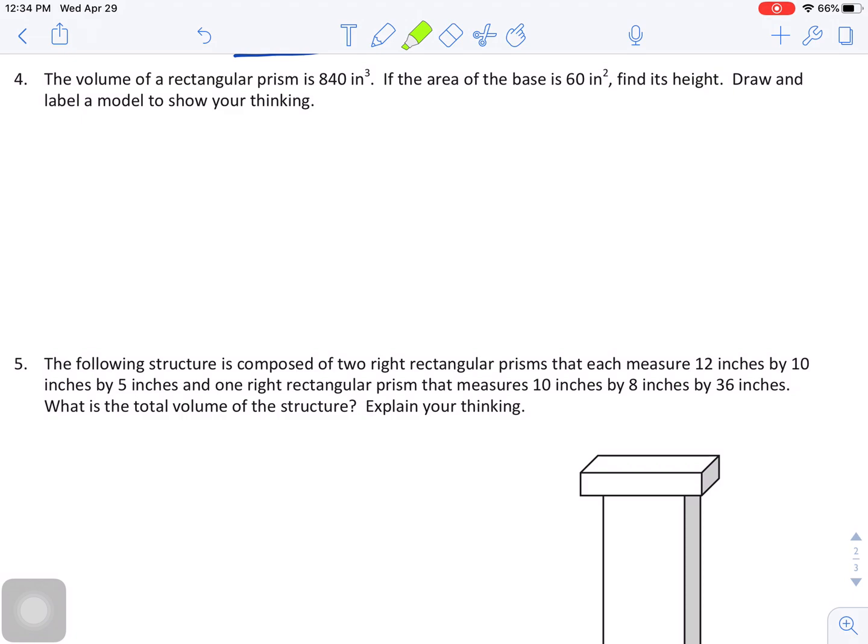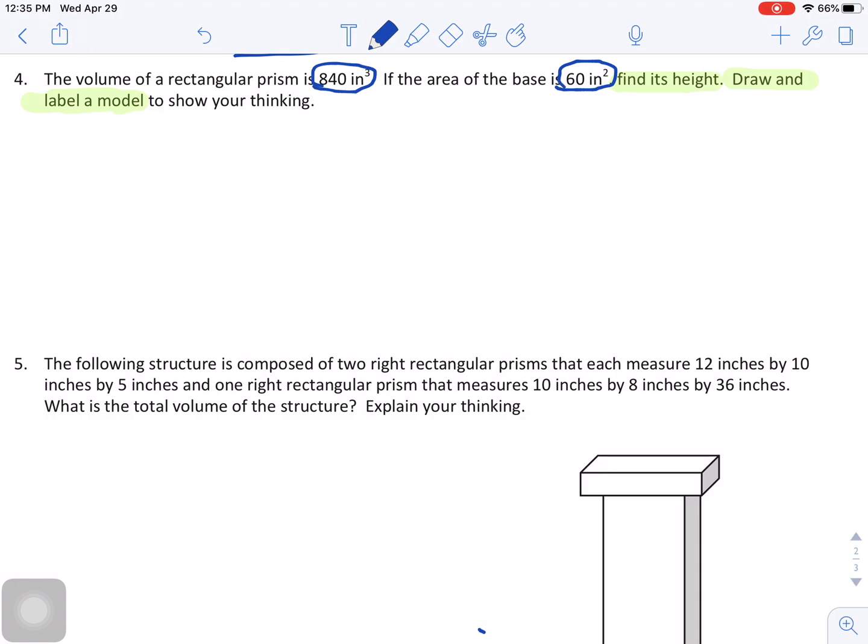So I'm going to highlight what we are supposed to do. First of all, I need to find the height of a rectangular prism, and I have to draw and label a model in order to show the thinking. So I want you to think way back to lesson 1. We learned how to draw a rectangular prism. So the first thing I'm going to do is draw my model and label it. And I want to remember, I'm going to circle up here the important numbers.